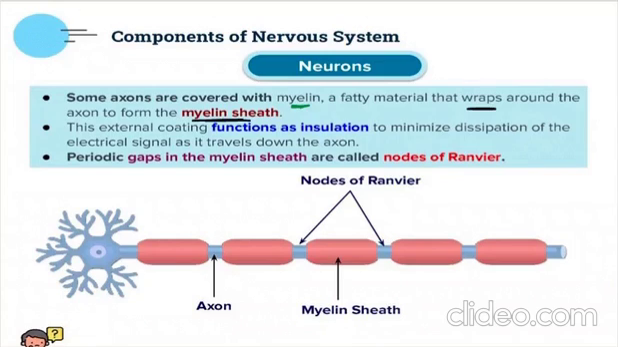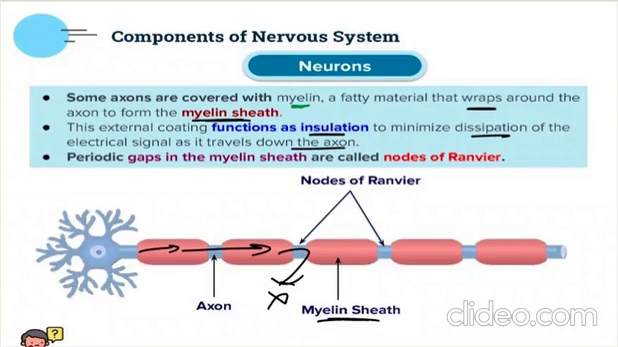Now, this is an external coating, an insulation, to minimize dissipation of the electrical signal that travels down the axon, so that when it is going, by chance it doesn't leak out. So to avoid that, the myelin sheath is used. Now, the periodic gaps in the myelin sheath, the areas where the myelin sheath is not there, between two myelin sheaths, that space is known as the nodes of Ranvier.